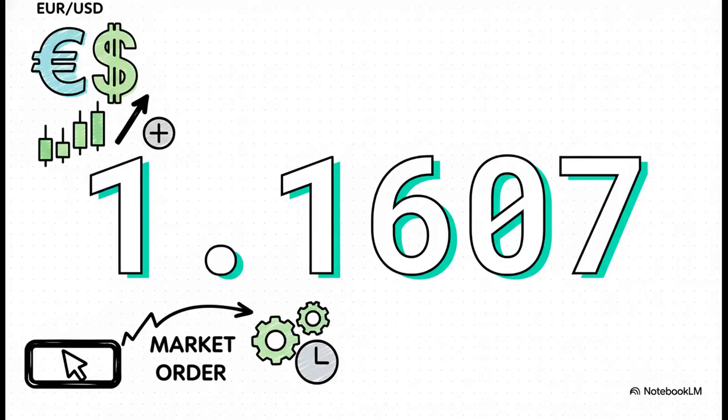Okay, let's make this real. You're looking at the EUR/USD, and you see this price flashing on your screen, 1.1607. You're convinced it's headed higher, and you do not want to miss the move. So you hit that buy button. That action right there is a market order.